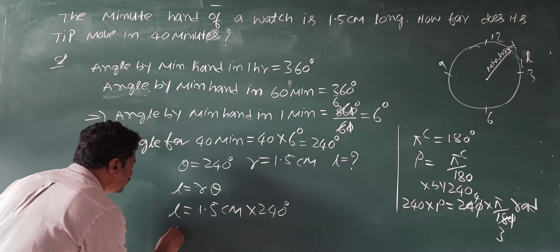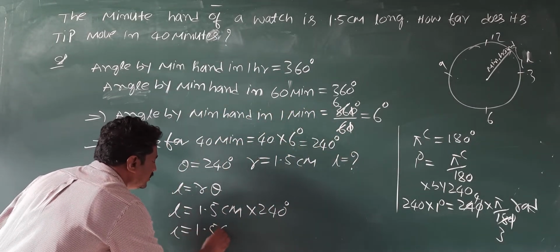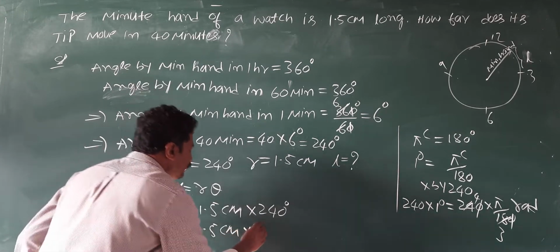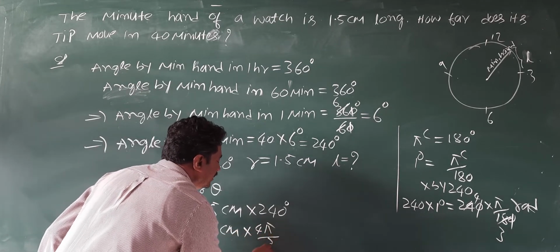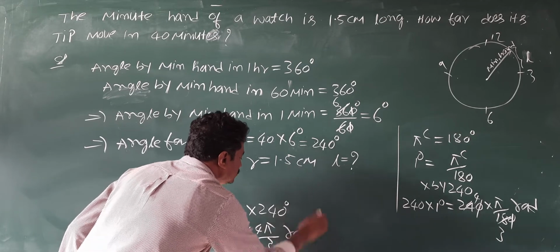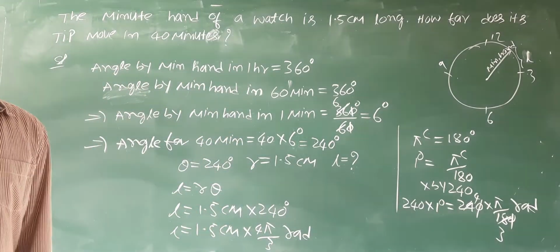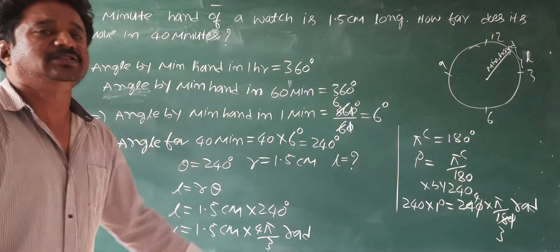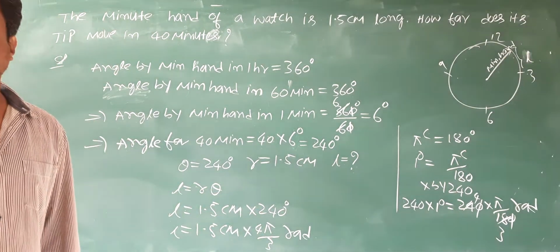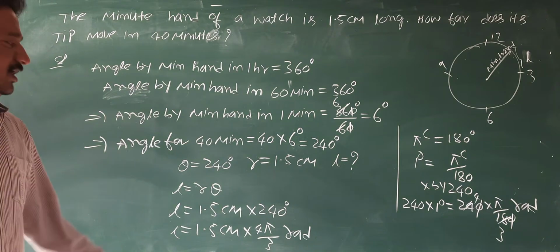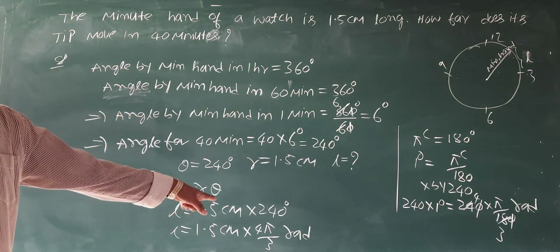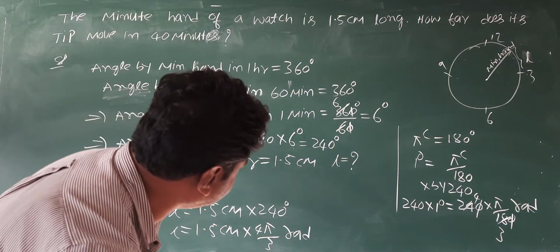So L is equal to 1.5 centimeter into 4 pi by 3 radians. You all know that very well: centimeter into radians means centimeter. For pi you write 3.14 or 22 by 7. Use your calculator and simplify.